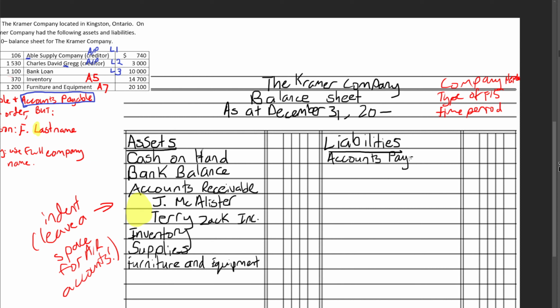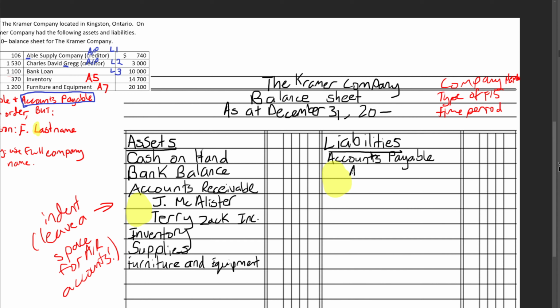And you can bet that on this course, I will give you accounts payable. So accounts payable is just like accounts receivable. I got to format it the same way. Able company is my first one. I have to indent, leave a space. Do not make it flush with the left.